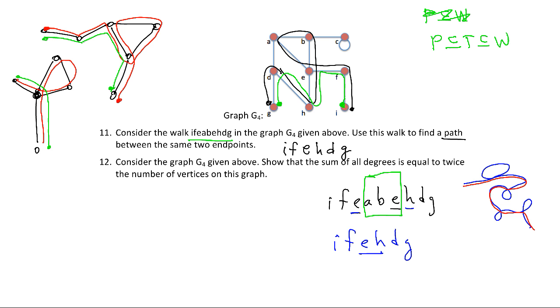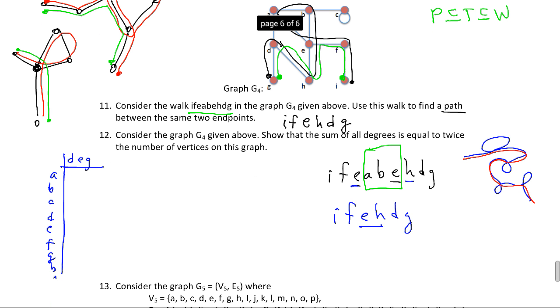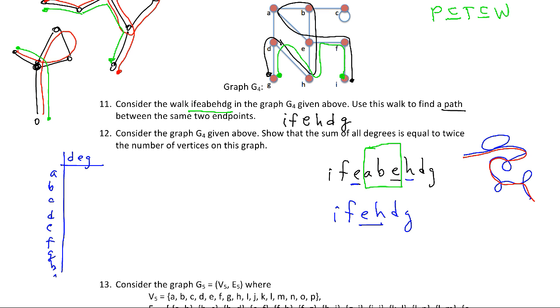Let's consider the next problem, number 12. Consider the graph G4 given above. Show that the sum of all degrees is equal to twice the number of edges of this graph. Now that I've drawn all over it, the degrees of the vertices and the vertices themselves, A, B, C, D, E, F, G, H, and I. And let's now draw out the degrees.